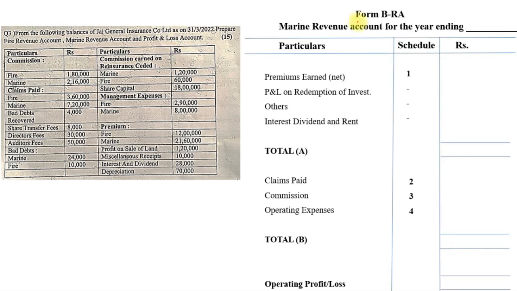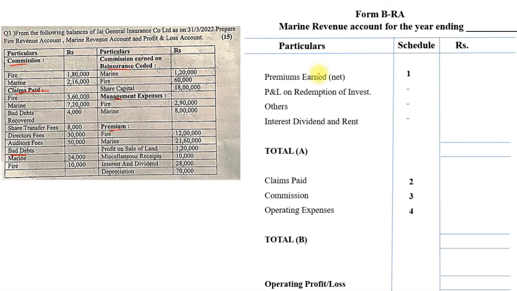First thing, it's known as Form B RA, that is the revenue account of marine. So first we're going to do the marine revenue, because since we had done marine recently, we have a bit of an idea about it. The format remains the same. Premium, PNL, others, interest, that's the first part, and claim paid, commission, operating is the other part. Now they are giving us commission, claim, bad debts, commission, reinsurance ceded, management expense, and premium.